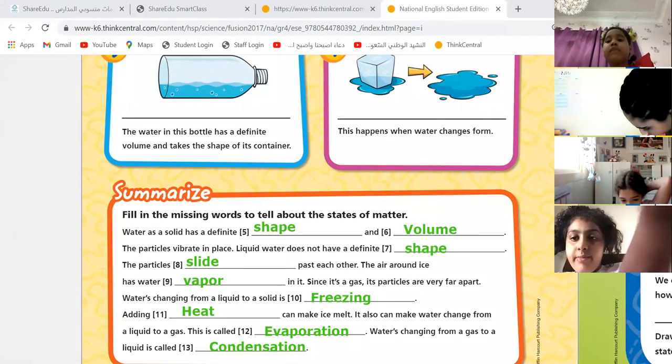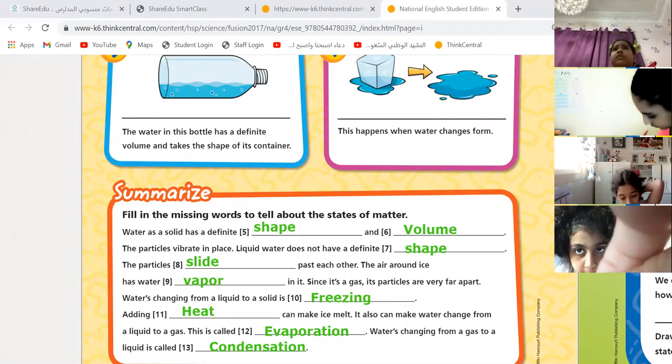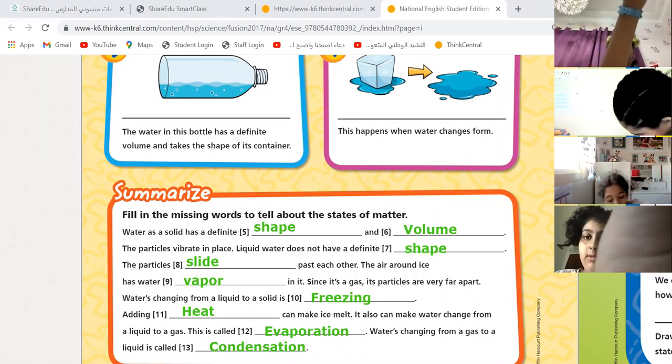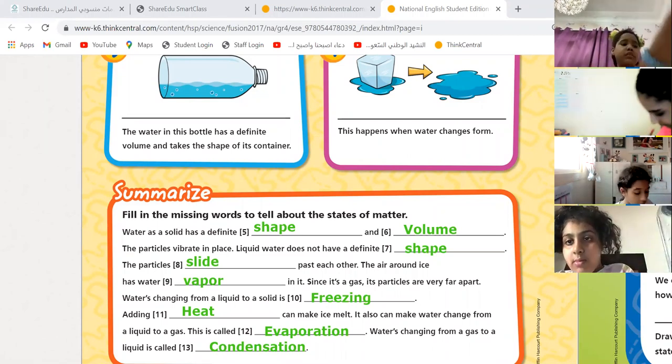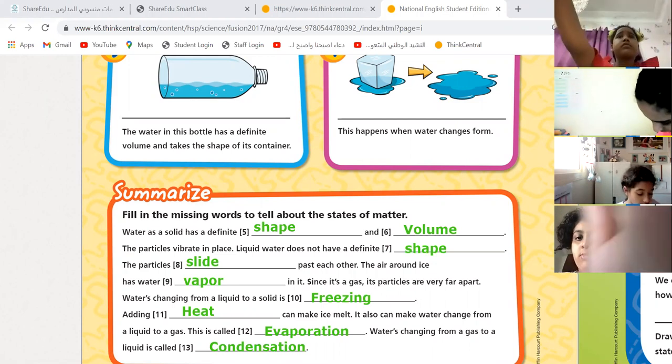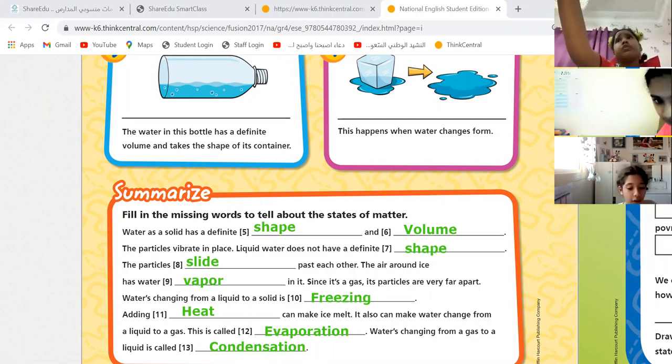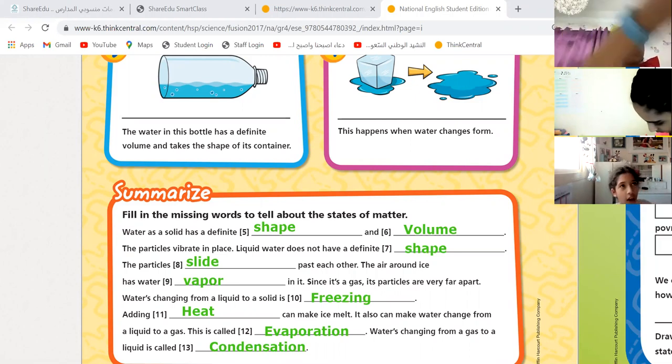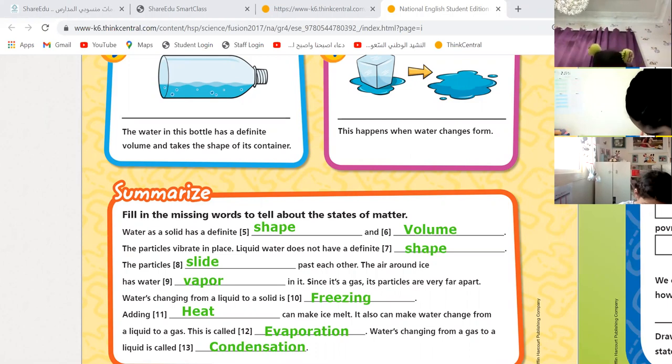Teacher, you know what's my technique in this page? For this technique, I tried not to raise my hand so I can write, and then you make me raise my hand to answer when you want. Very good, you can write quickly. Very good, nice. All right, let's move to the next page, please.